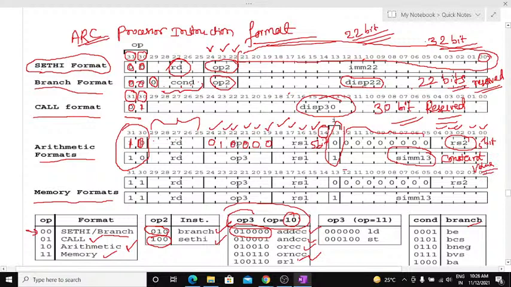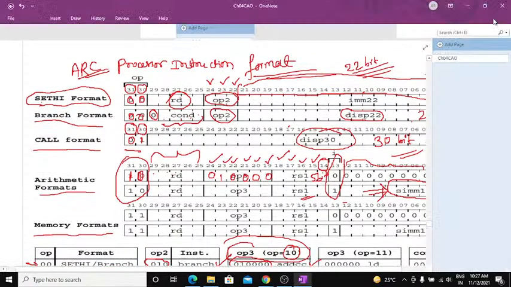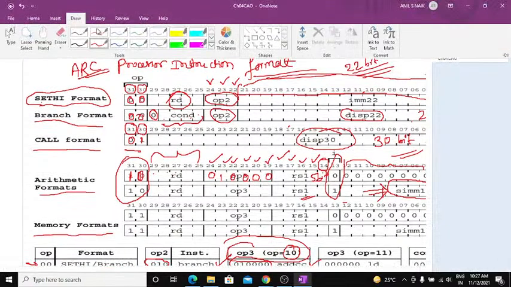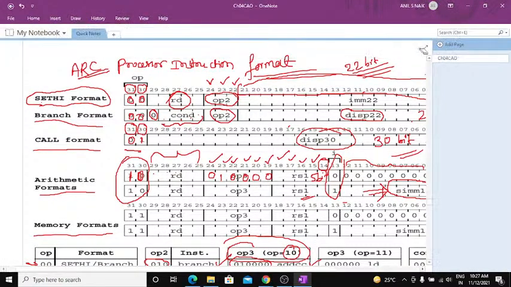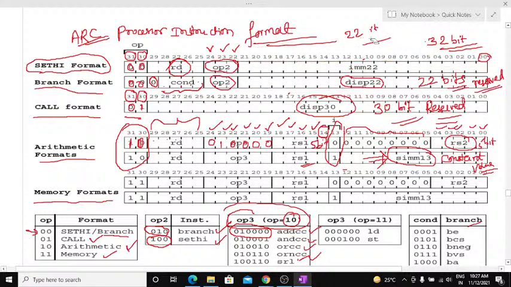CMM13 is the constant value. Okay, source register 1 and constant value. So similar to that, memory also has load and store. Okay, so please let me know if you understood, or shall I repeat? I hope you understood the contents.